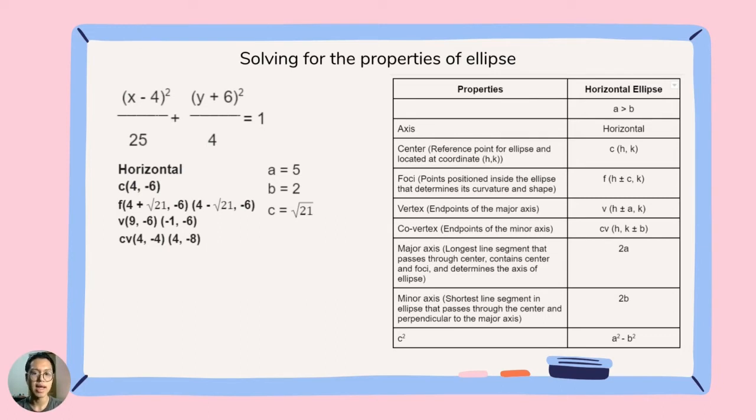For major axis, written here as MJ, we just multiply a by 2, so 5 times 2 is equal to 10. So major axis is equal to 10. For minor axis, written here as MN, we multiply b by 2, so 2 times 2 is equal to 4. So minor axis is equal to 4. So that's all for the properties of this horizontal ellipse.